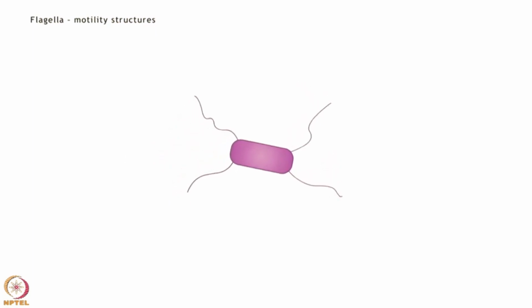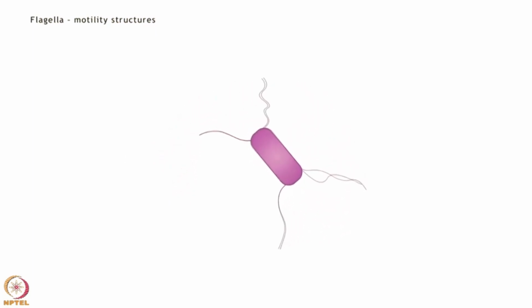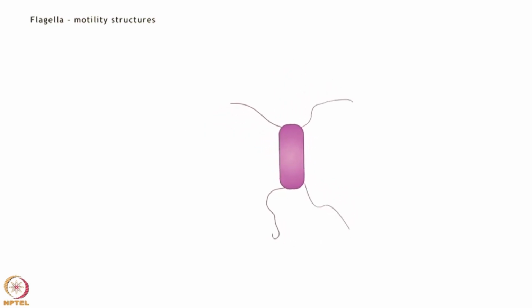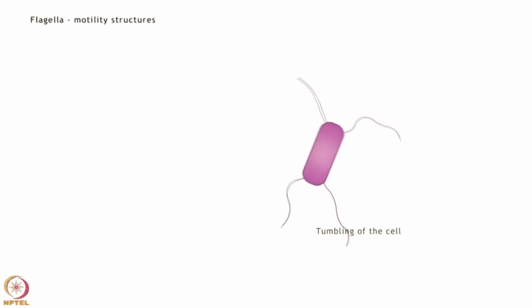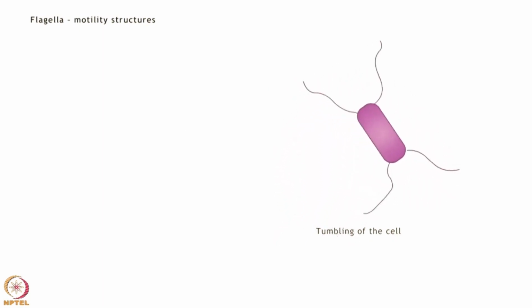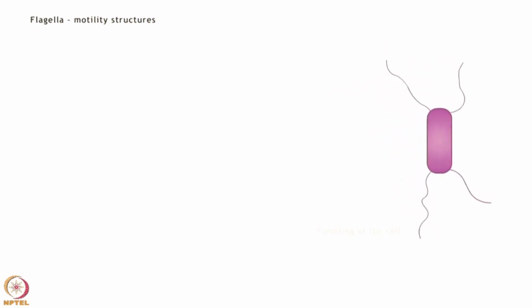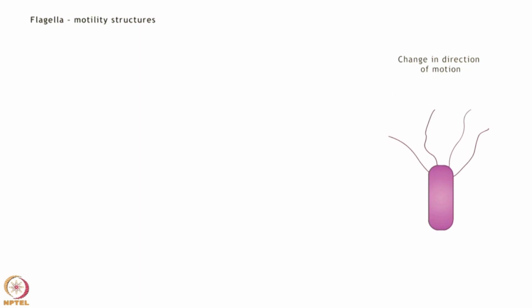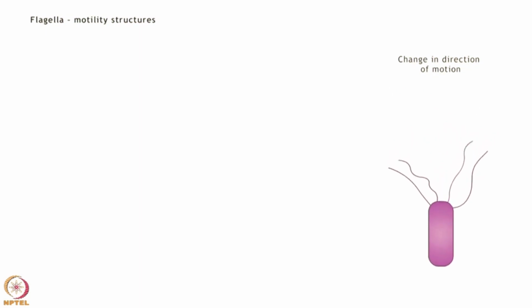To swim forward, the flagella rotate in a counterclockwise direction. However, when flagellar rotation abruptly changes to clockwise direction, the bacterium tumbles in its place and seems incapable of moving. It then begins swimming again in another new random direction.